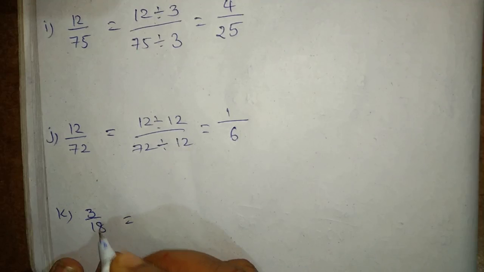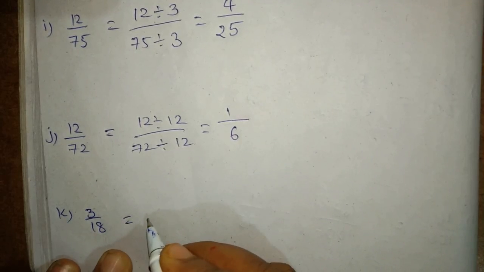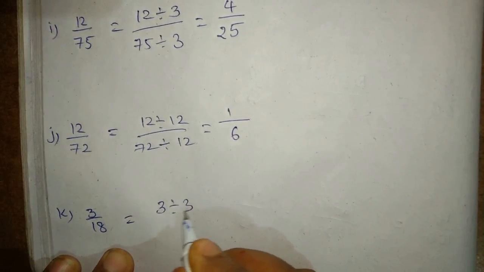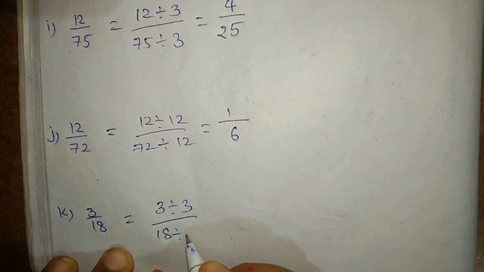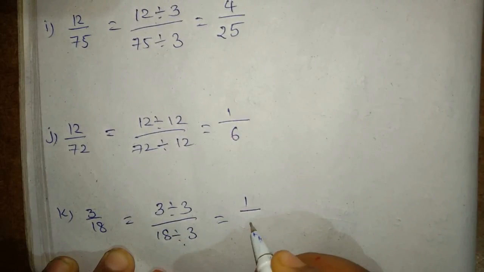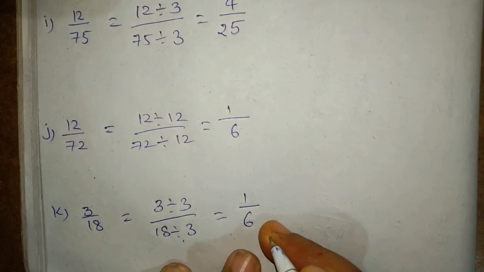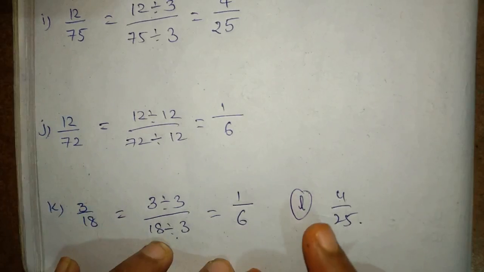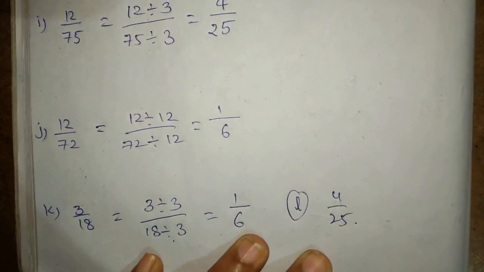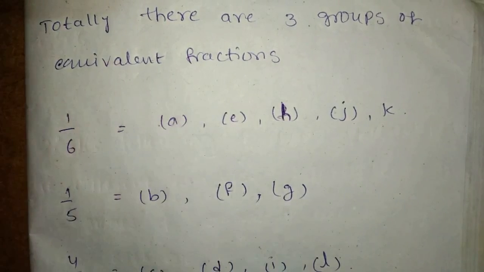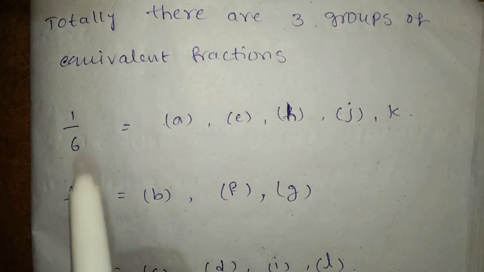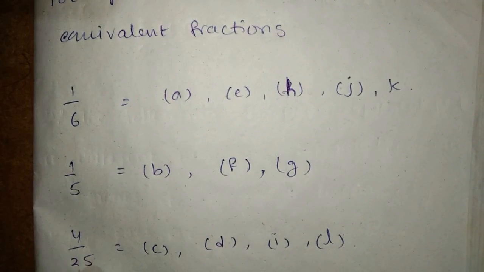Okay. Next, 3 by 18. Here also we divide numerator and denominator by 3. 3 by 3, and denominator 18 by 3. We get 1 by 6. 3 sixes are 18. So, we get 1 by 6 in this. And the next one is already in the simplest form. Now, in total there are 3 groups of equivalent fractions. That is 1 by 6, 1 by 5 and 4 by 25.